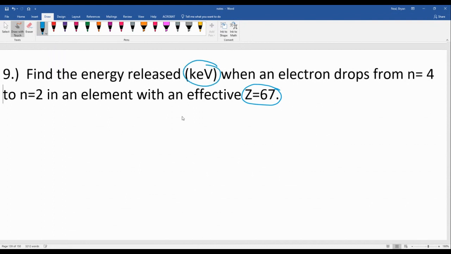So keV is kilo electron volts. So we have to remember that we're getting eV, electron volts, by default, and we'll have to convert. So we can throw that work in.